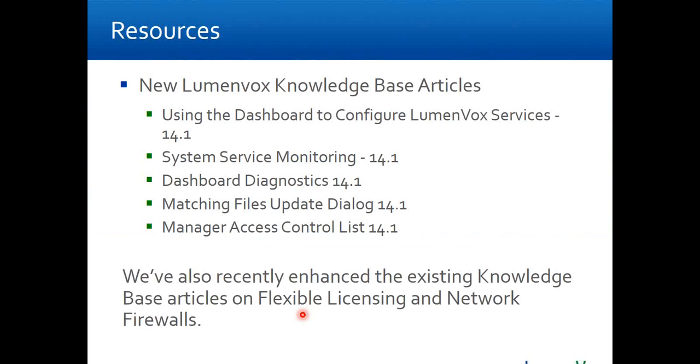Some other articles that have changed recently since the past release but aren't directly related to 14.1 are articles on flexible licensing and our network firewalls article. Since the flexible license process that we use now communicates with a LumenVox license cloud, it's very important to know that you've got the network environment set correctly to facilitate that communication. So we've added a rather extensive article about the network requirements for communicating between LumenVox processes and between the LumenVox installation and our license cloud that have been updated in the knowledge base for you.